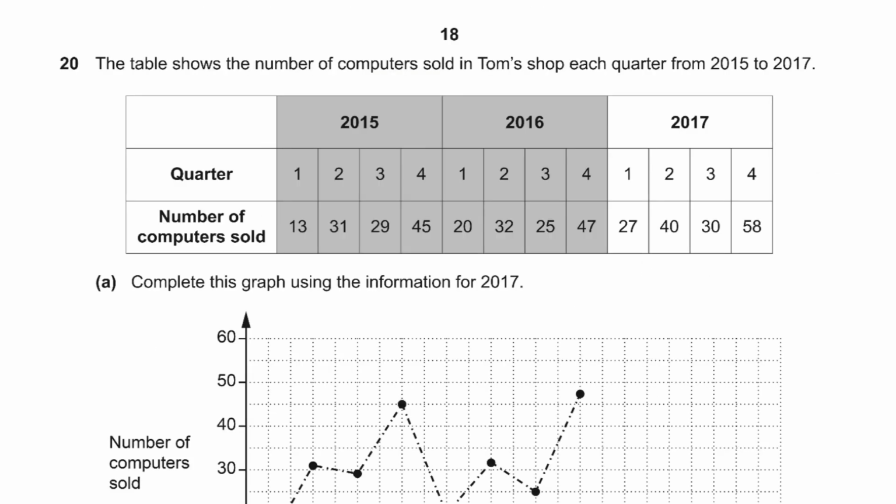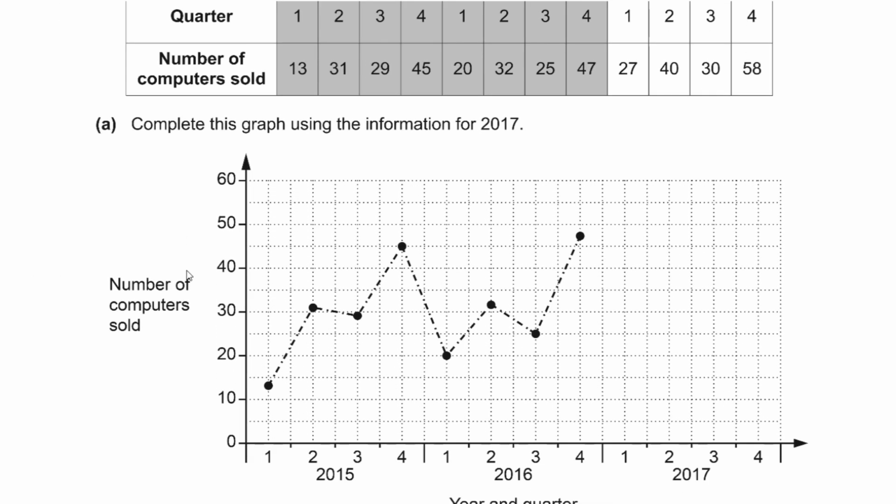Question number 20. The table shows the number of computers sold in Tom's shop each quarter from 2015 to 2017. Part A, complete this graph using the information for 2017. So for 2017 quarter 1 we've got 27. So we've got 20 here, 25 here, so 27 is going to be around here.